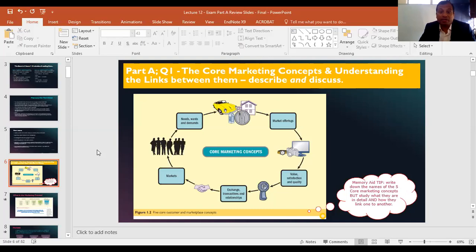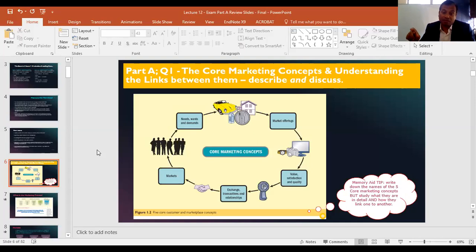What is important here? It's not the understanding of the key marketing concept. It's understanding of how these concepts or components are related to each other. The linking between them is the synthesis I will be looking for in the exam. You should not just explain what is need, wants, and demand, what is the market offering, what is value, satisfaction, quality, exchange, transaction, relationship, and market. You should not make five different paragraphs saying this defines this, this belongs to this. That will be an answer, but not the proper answer, because the question is you need to establish the link between each other.